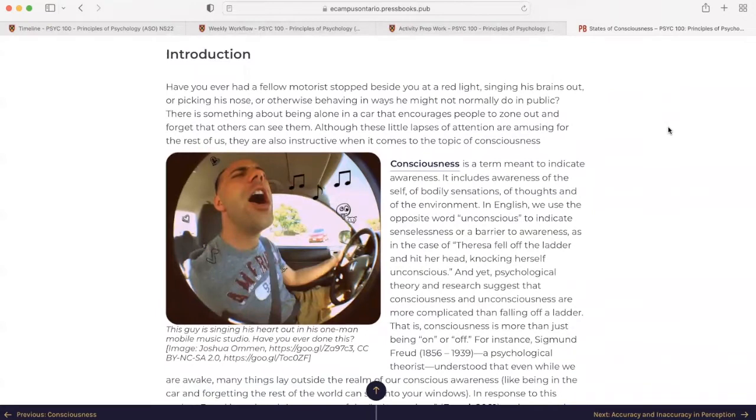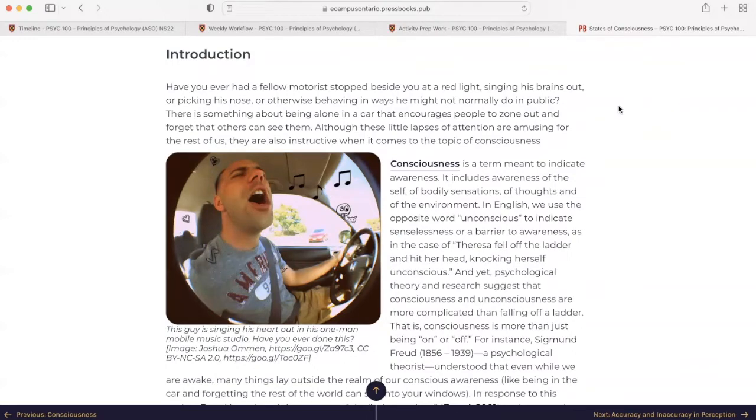So, an introduction to this chapter. Have you ever had a fellow motorist stopped beside you at a red light, singing his brains out, or picking his nose, or otherwise behaving in ways he might not normally do in public? There's something about being alone in a car that encourages people to zone out and forget that others can see them. Although these little lapses of attention are amusing for the rest of us, they are also instructive when it comes to the topic of consciousness.